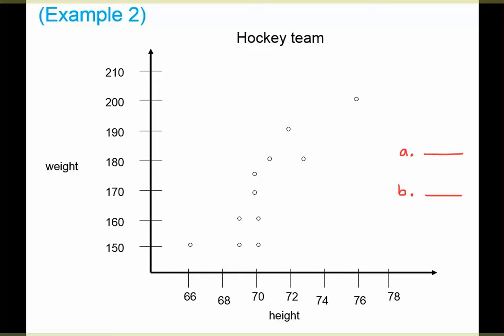And I'll go ahead and ask you the first question. I want you to use your scatter plot to estimate the weight of a player who is 69 inches tall. Okay, estimate the weight of a player who is 69 inches tall. And then I want you to write down your answer in the blank for question A. So once again, estimate the weight of a player who is 69 inches tall. So go ahead and think about it, pause if you need to, write down your answer, and then unpause. We'll go over the correct answer.